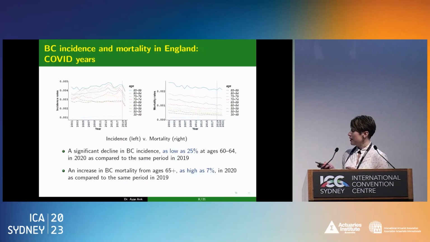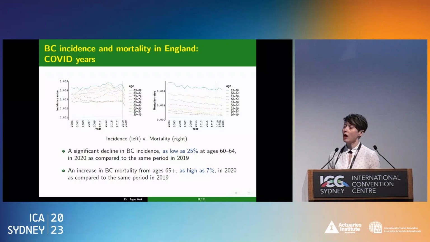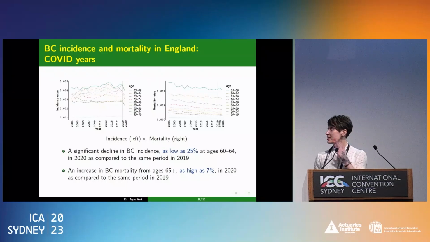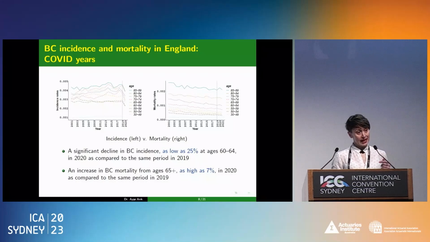We observe breast cancer to be a bigger risk from age 50 onwards in the incidence data. And we, at the same time, see a steady increase in breast cancer incidence up to 2019 with a sharp decline in the first year of the pandemic. And this is as low as 25% at age 60 to 64 as compared to the same period in 2019.